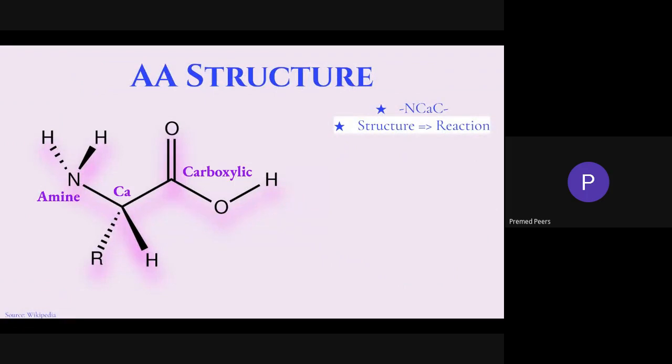So the first thing is talking about the amino acid structure itself. And the whole structure is pretty simple. You have C alpha that is having a hydrogen and also the residue, the side chain group. And then you're also connecting to a carboxylic group and also the amine. And together it is comprised of the NCC sequence.